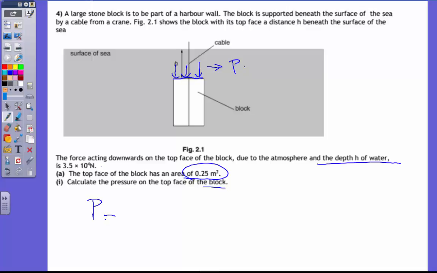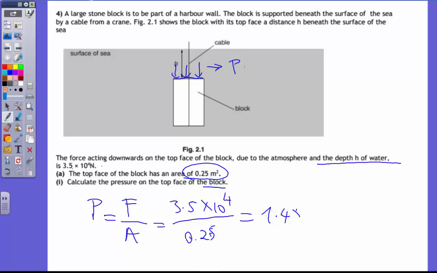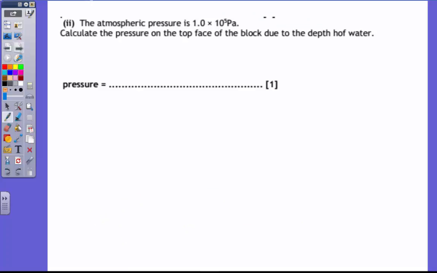So the pressure is equal to force over area. We already know the total force is from the atmosphere and the depth of liquid. The force is 3.5 times 10 to the power 4 Newton over 0.25. So the answer is 1.4 times 10 to the power 5 Pascal. The atmospheric pressure is 1 times 10 to the power 5 Pascal.